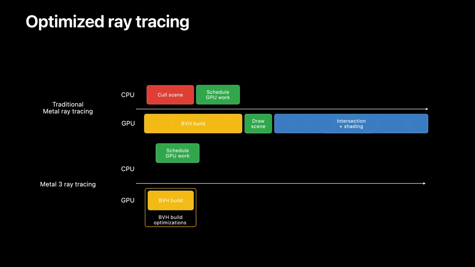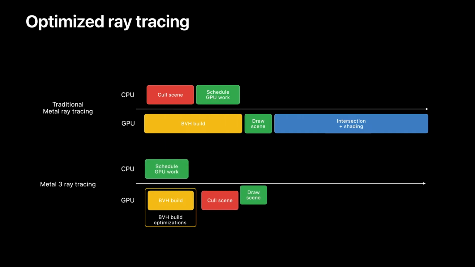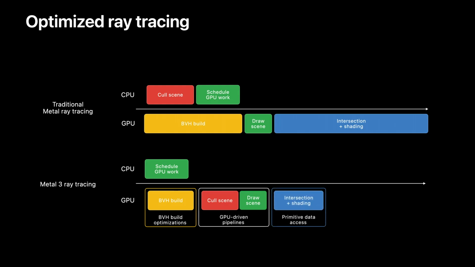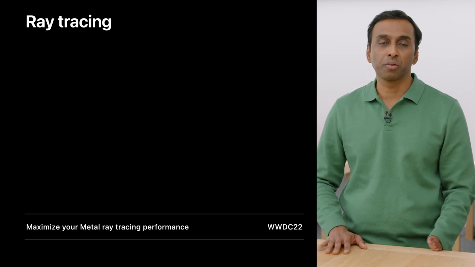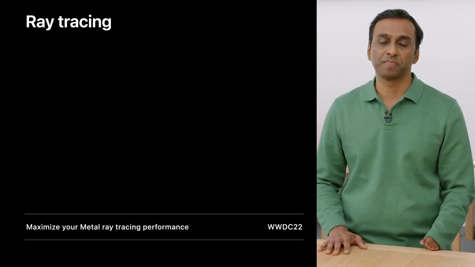Second, CPU operations such as culling can move to the GPU thanks to the new indirect command buffer support for ray tracing. Finally, Metal 3 ray tracing supports direct access to primitive data to streamline and optimize intersection and shading. Metal 3 ray tracing continues to become better and more powerful than before. To learn more about ray tracing, head over to the Maximize Your Metal Ray Tracing Performance session.